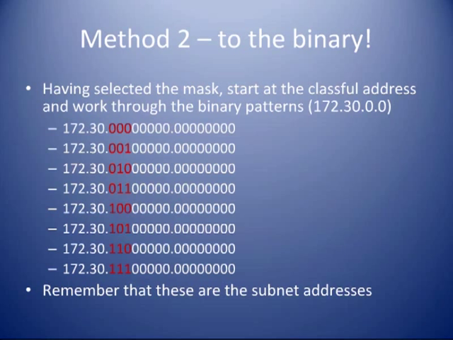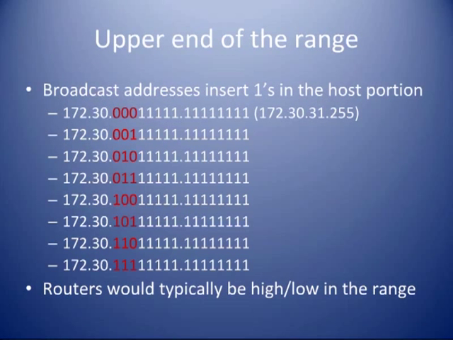So the next step in the process is now to take these exact same numbers and take the host portion, and again, instead of putting zeros there to get my subnet addresses, what I'm going to do is put all ones there to get the directed broadcast for that particular subnet, or what we call the upper end of the range.